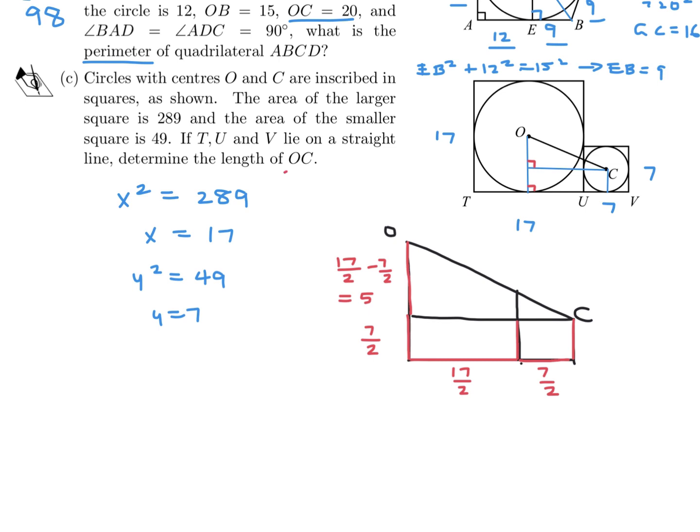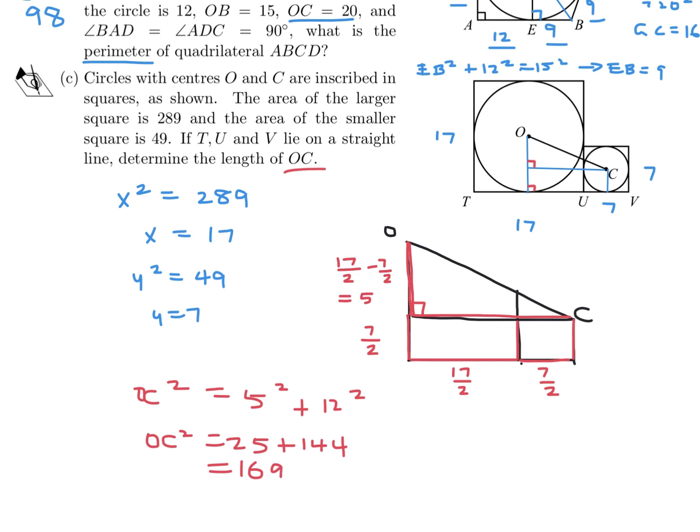So I'm just trying to figure out OC. Using Pythagoras, OC squared would be, this is a right angle, so this squared, which is 5 squared, plus this squared, which is 17 over 2 plus 7 over 2, so that's 24 over 2, which is 12. So 12 squared. Okay, that's pretty easy. So OC squared is 25 plus 144, which is 169, and therefore OC is 13. And there you go.